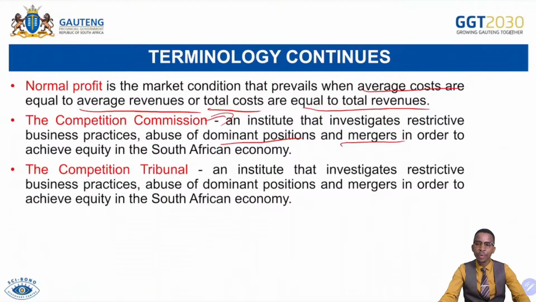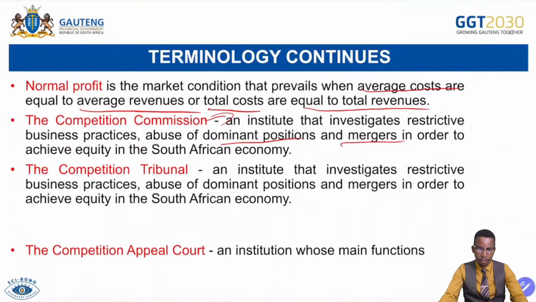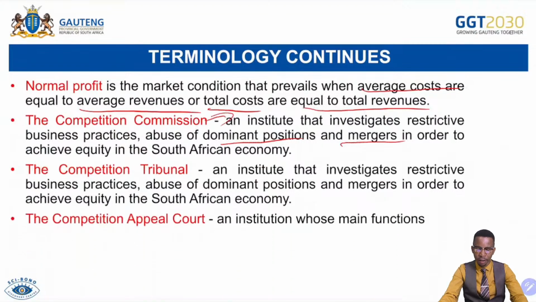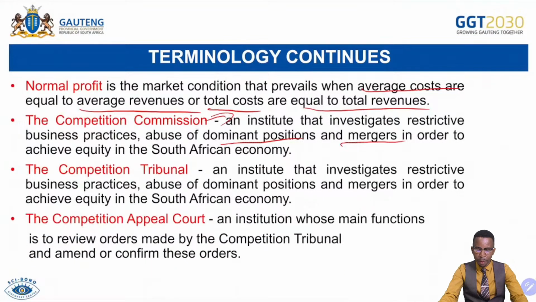Then the Competition Tribunal will review those findings together with the fine and check if they are correct or wrong. On its own review, if these findings are correct, the Competition Tribunal will accept them. After that, it will impose the final fine on the businesses found guilty of anti-competitive behavior or restrictive practices. The Competition Appeals Court is the institution whose main function is to review orders made by the Competition Tribunal and amend or confirm these orders.